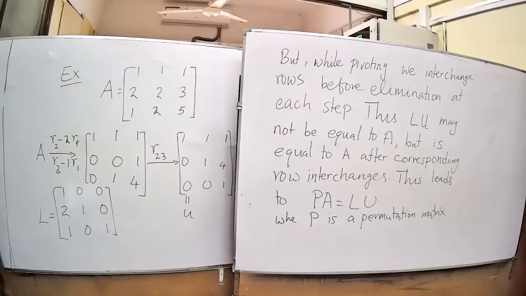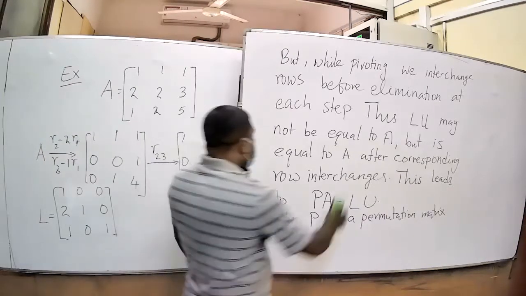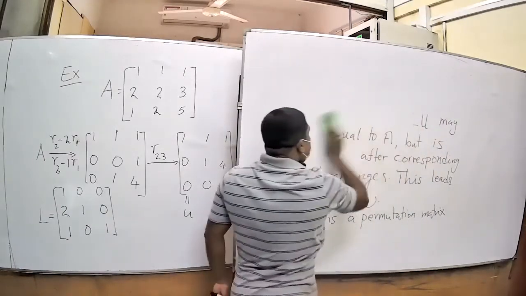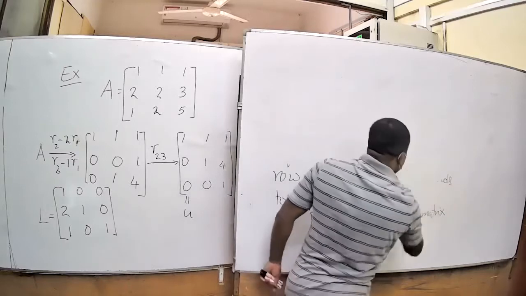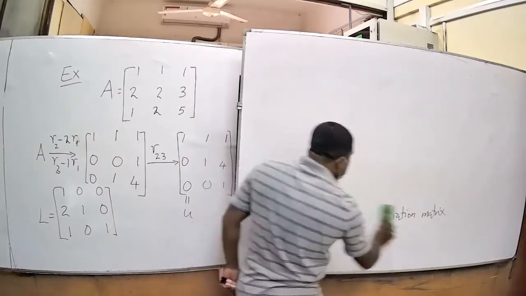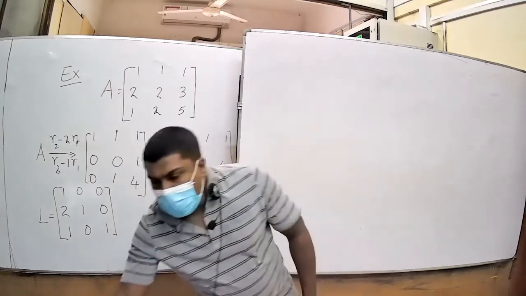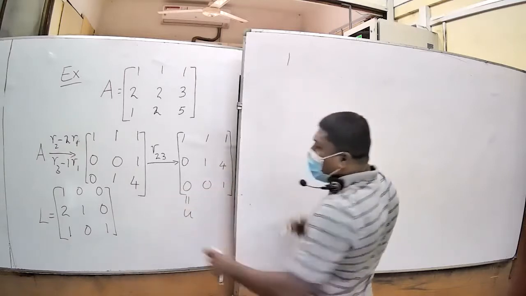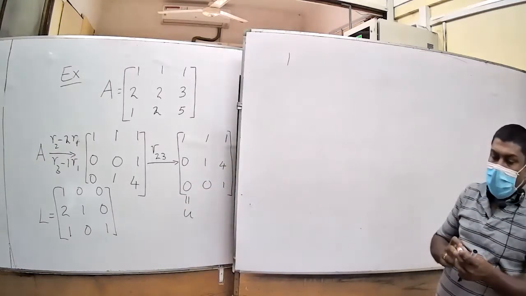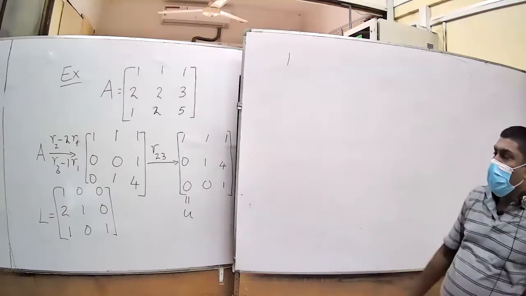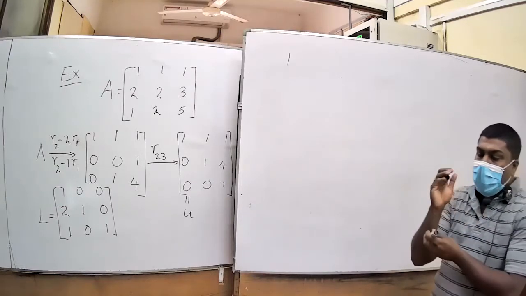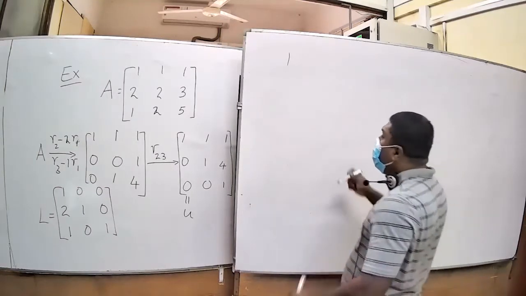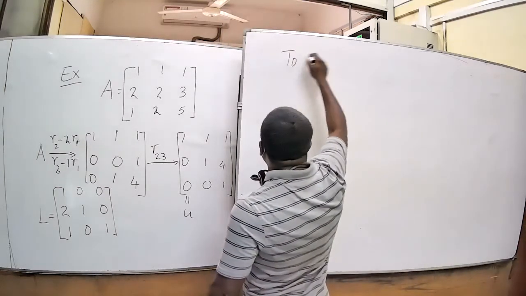Now the point is you want to get P, because LU is not equal to A, as you know. To get P is the important part here. The other two cases you already did, so you already know how to get L and U, which is why I just wrote them directly. But P is new here.